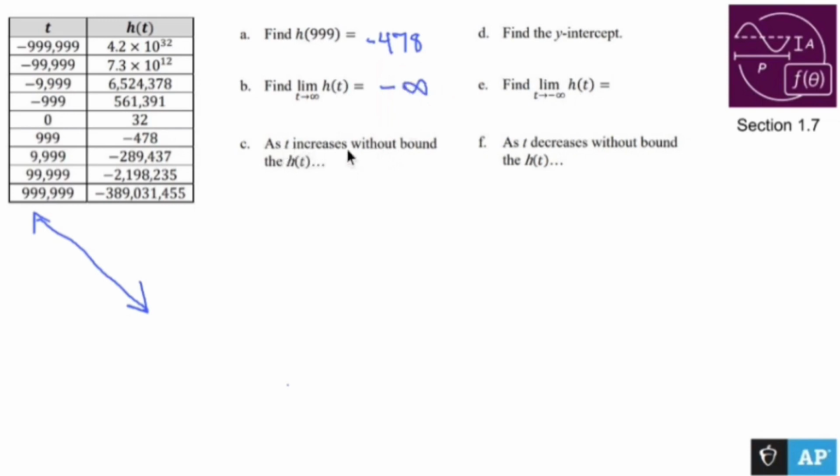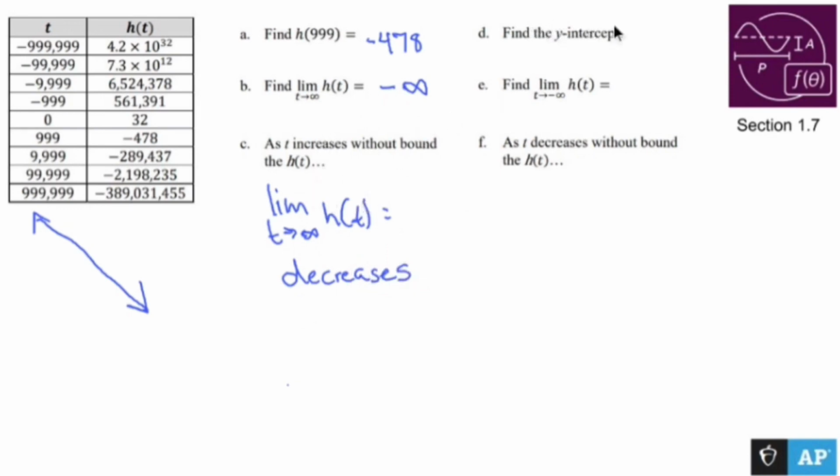As t increases without bound, the h of t, now increases without bound is just fancy talk for the limit as t approaches infinity of h of t, which we already know what's going to happen. But what's going to happen as it increases without bound, the h of t, I don't know how it wants us to word this, but I stole this problem from the internet, so I'm just going to word it the way I want. We'll say decreases, because we already know it's negative infinity, so we'll just say it decreases and continue to use words. Find the y-intercept.